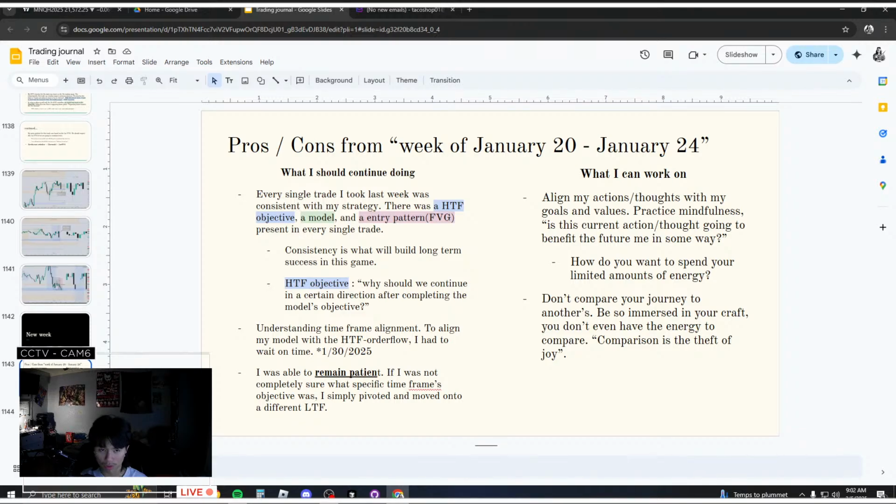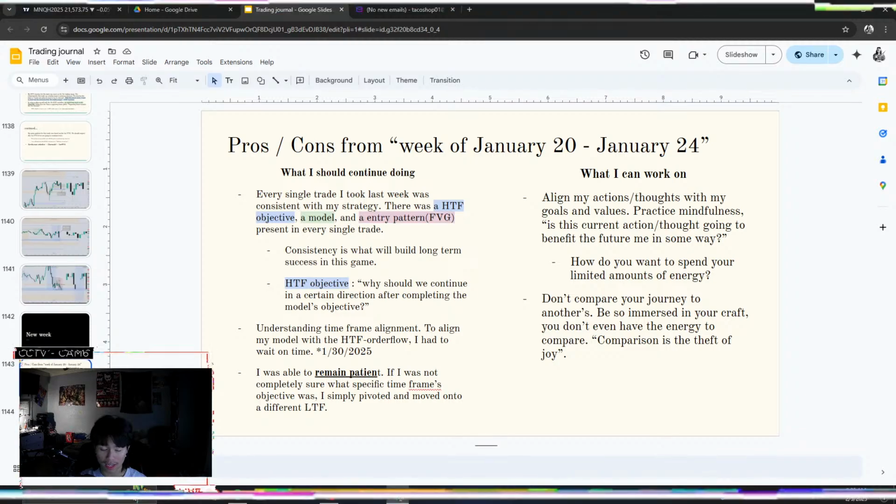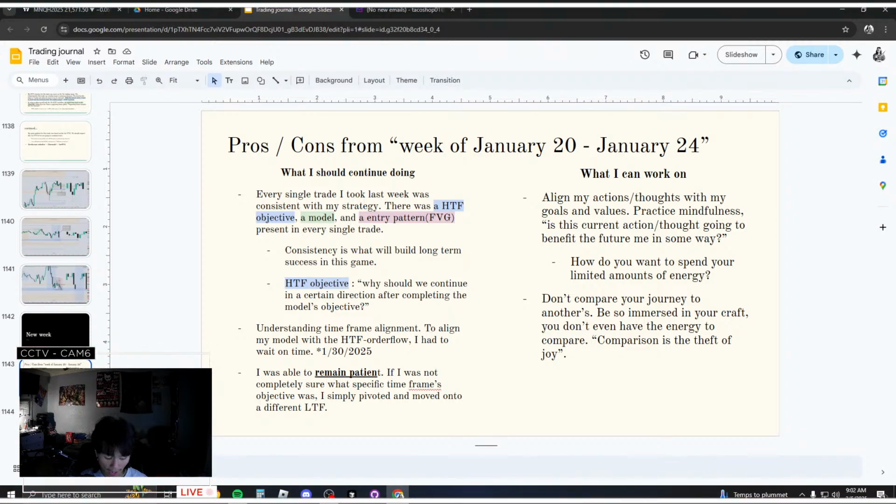It doesn't matter what the outcome of the trade is. It's how I follow my strategy and how I execute, right? If all of those components are present in every single one of my trades, like every single one, that just shows a level of consistency and a level of discipline and patience, right?